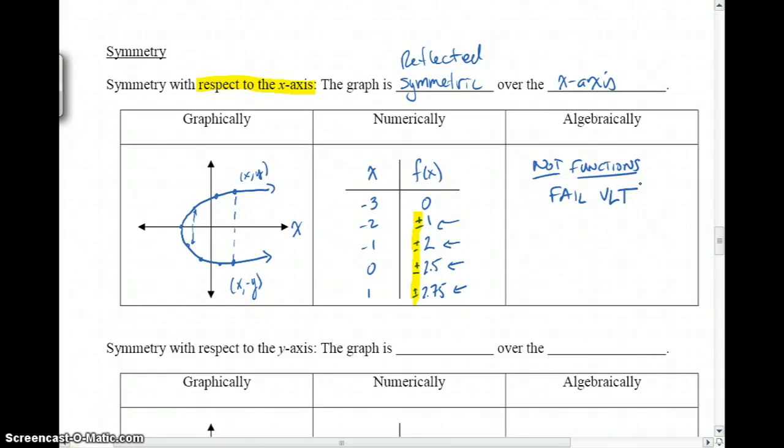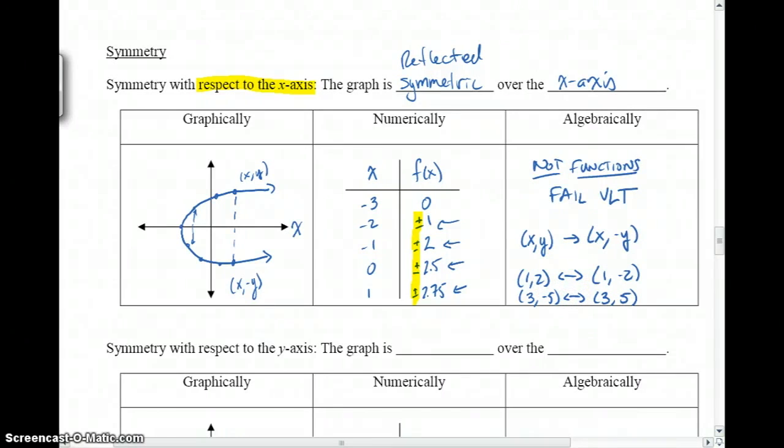VLT. But what we can say about it, and I said this already, is that if x, y is on the graph, we know that x comma negative y is on the graph. For example, if I know 1 comma 2 is on the graph, then I know that 1 comma negative 2 is on the graph. Or if I know that, say, 3 comma negative 5 is on the graph, then I know that 3 comma 5 is also on the graph. So it goes both ways.